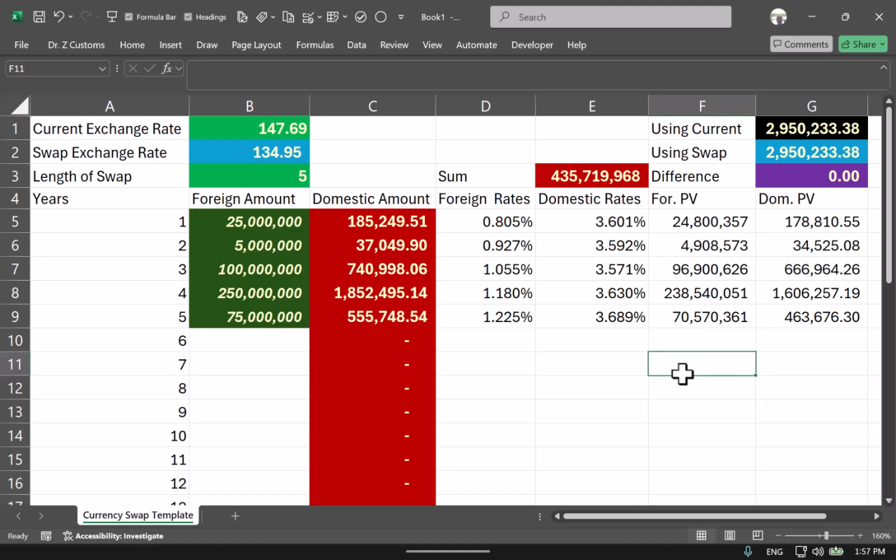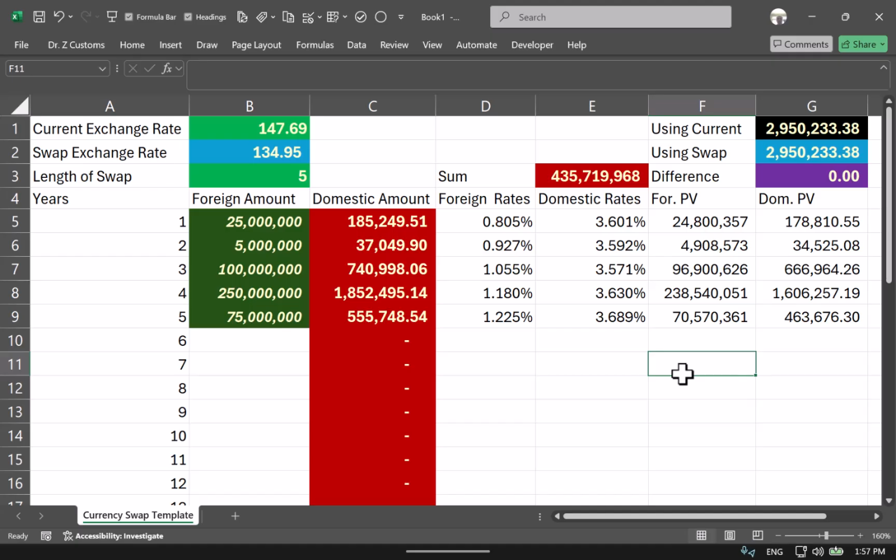and since it's present value, I can convert that to dollars using the current exchange rate. That gives me the first one using current, but I also know the present value of the domestic amounts. If the swap rate is correct, those two amounts should be the same. So I have two ways of calculating the value of the domestic amount right now.